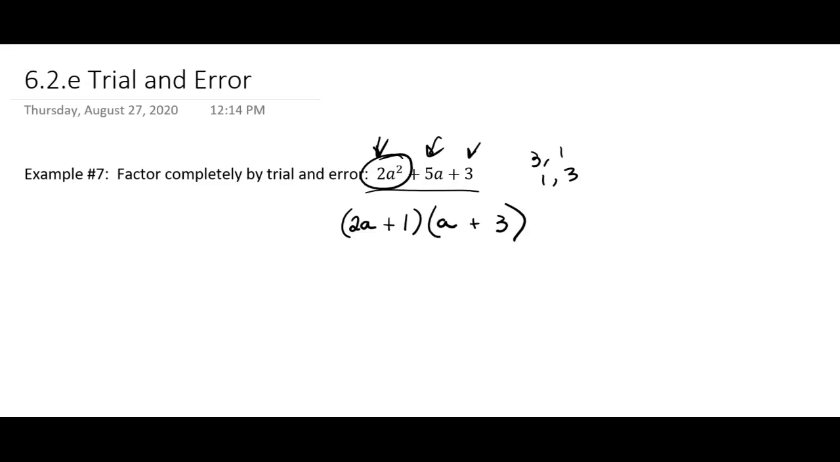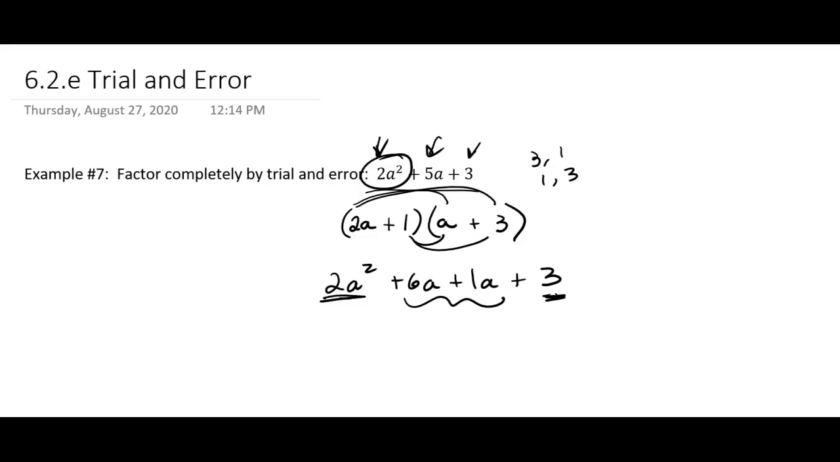So now I check it and see if it works. Okay, 2a times a is 2a squared. Got that part. 2a times 3 is 6a. And 1 times a is 1a, and 1 times 3 is 3. Now we knew the first part was going to be right. We were pretty sure because that's how we chose the numbers. And we were pretty sure the back part was going to be right. Again, that's how we checked the numbers. It's the middle part. Okay, 6a plus 1a is 7a, so no, this didn't work. This is the error part.